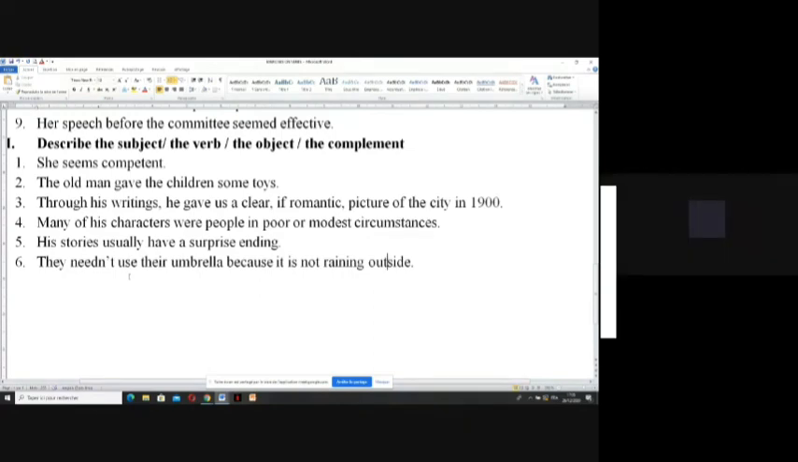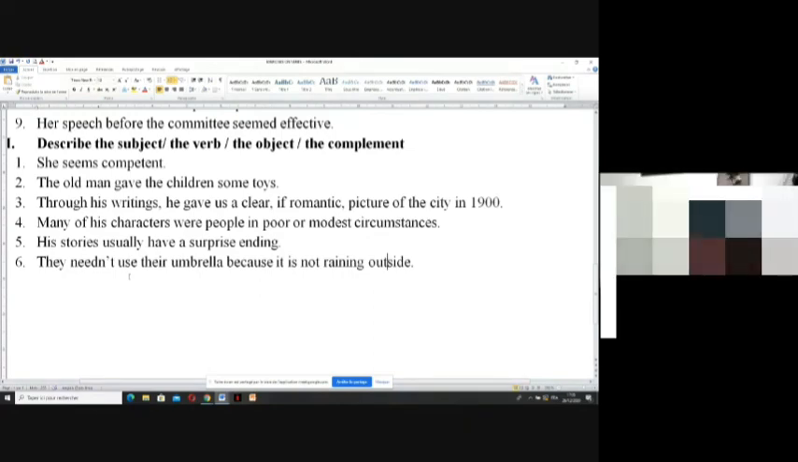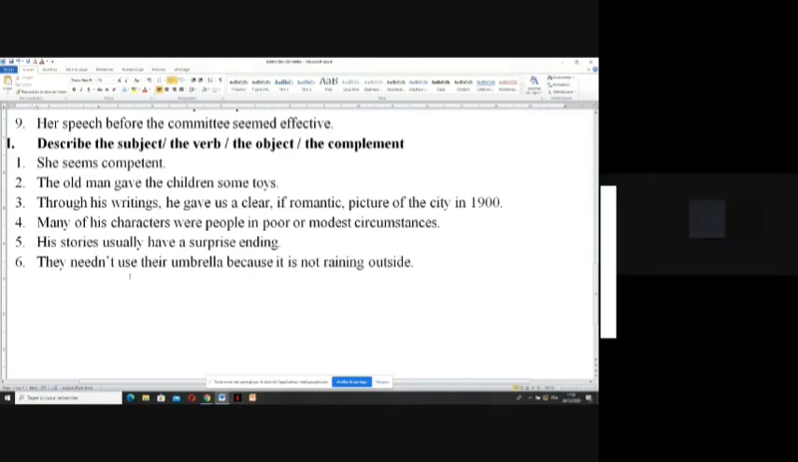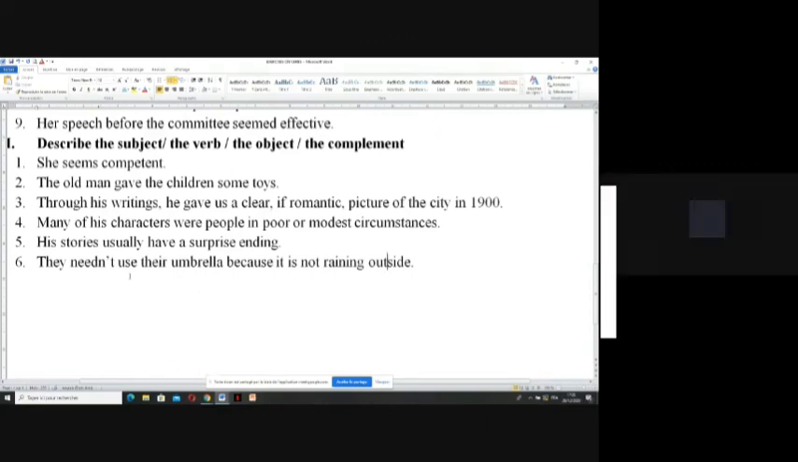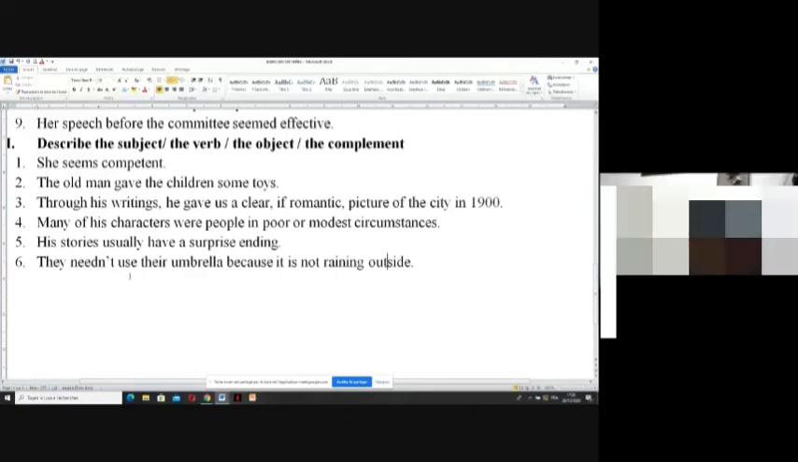It's a noun? What? Outside. No, it's not a noun. It's an adverb of place. Yes, it's an adverb of place. Where does it rain, or where is it raining? Outside. So it's an adverb of place.